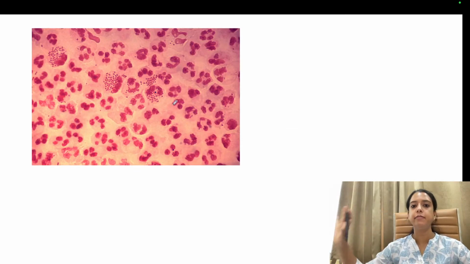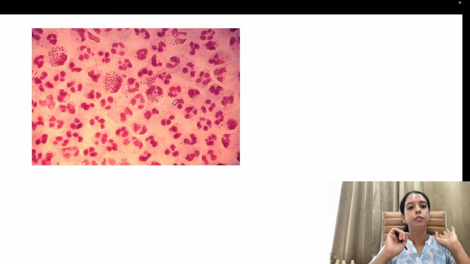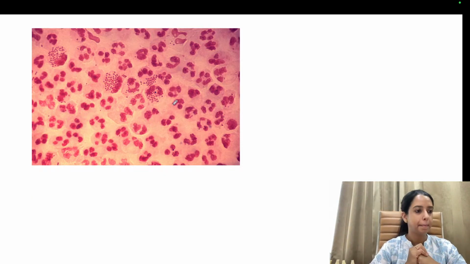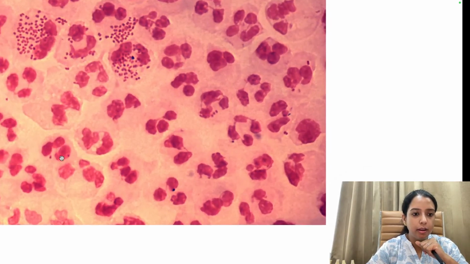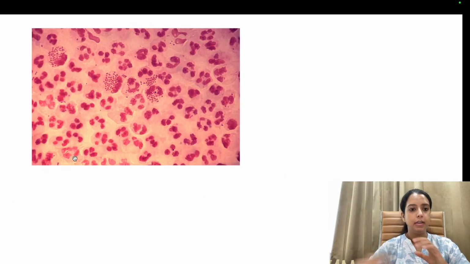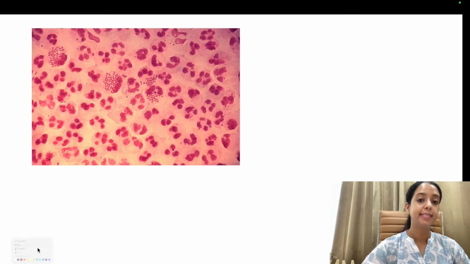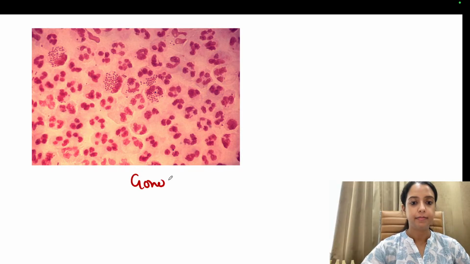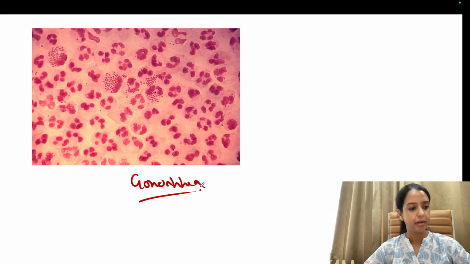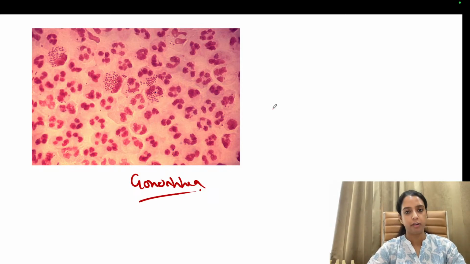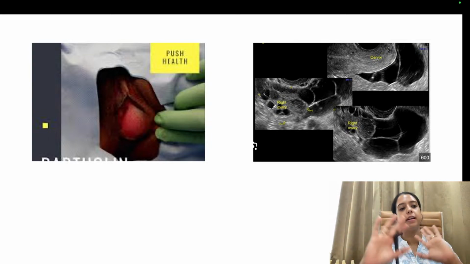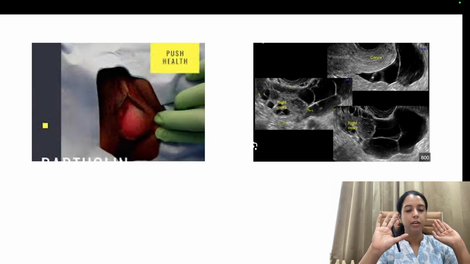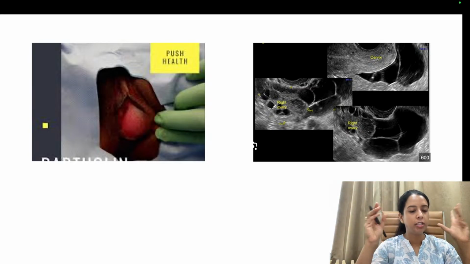What is this? Who can tell me? There is some infection that has happened and this kind of smear is seen. What is it? I can see gram-negative intracellular diplococci. What is this? Gonorrhea. Causing pelvic inflammatory disease. Gonorrhea is a sexually transmitted infection. Okay? I'm not going into treatment of chlamydia and everything. We are just doing the images.